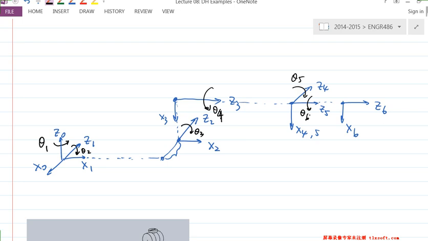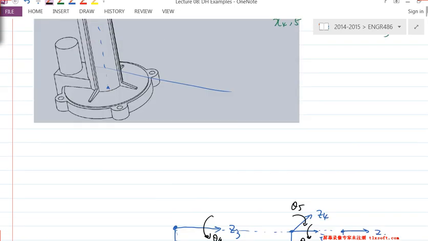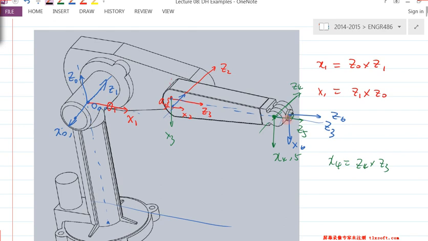No, you have a joint. Z5 has a motion. What's Z5? Z5 will cause this little piece to move. Did any factor to move? Okay, so attach anything to it, then Z6 is that thing? No, Z6 is just a frame attached to the last piece of the link. Frame 6. But Z5 is the axis that caused this last motion, this motion of the plate.